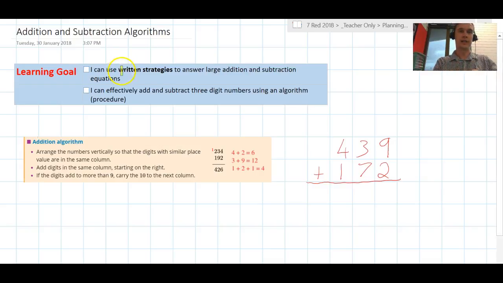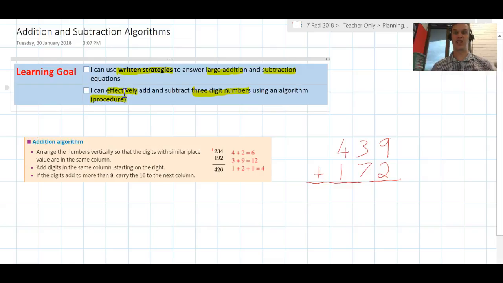So learning goals are that I can use written strategies. Last lesson you would have looked at mental strategies, so these are written strategies to answer large addition and subtraction equations. And finally, that you can effectively add and subtract 3-digit or more numbers using an algorithm. As I've said before, an algorithm just means procedure. It's a few steps that you can take to be able to complete a task.